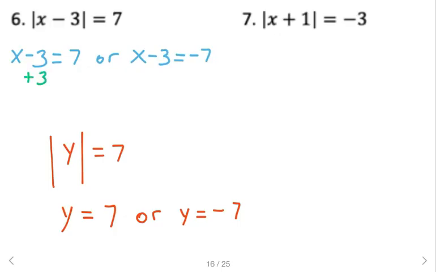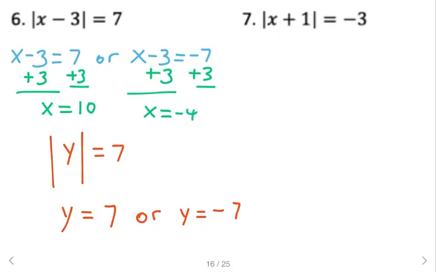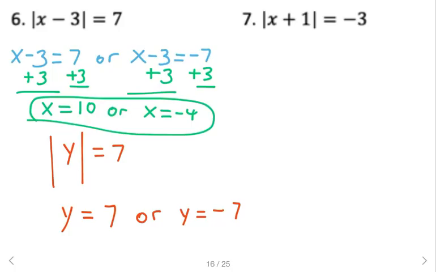To get rid of minus 3, we'll add 3 to each side, and x is equal to 10. To get rid of minus 3, we'll add 3 to each side. But this time we have negative 7 plus 3, that's negative 4. So we have two solutions here for this absolute value equation. Most absolute value equations will have two solutions.